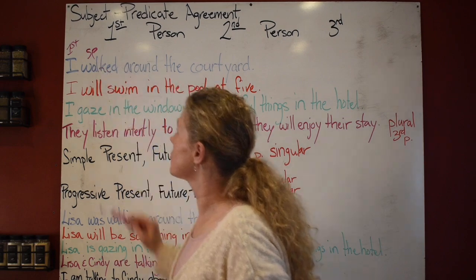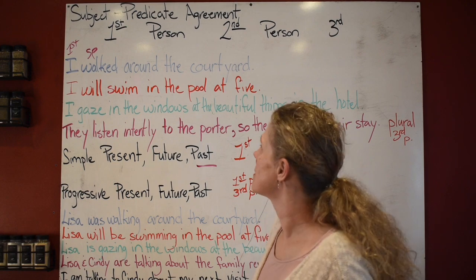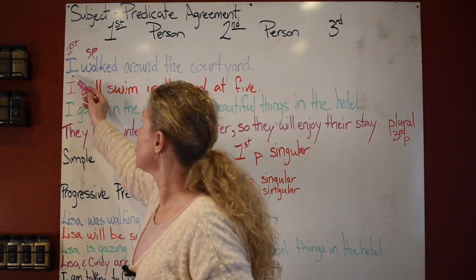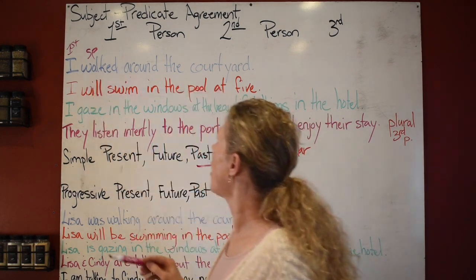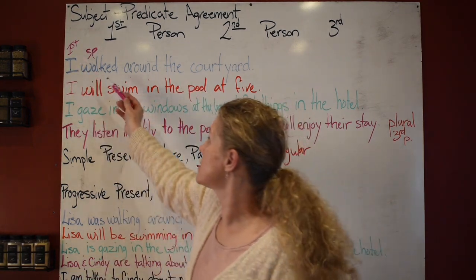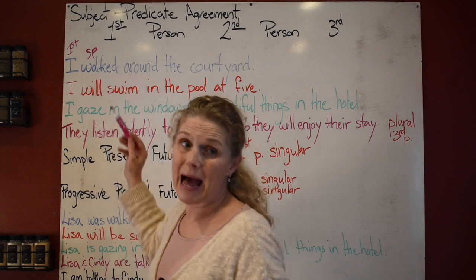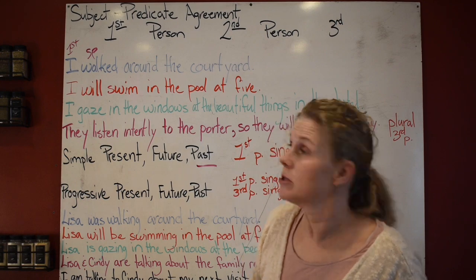Singular takes the singular verb. This is singular, this is the singular verb. If this was plural, this would still be the plural verb. We walked around the courtyard. Because it's in first person, it's not going to change. Plus, when it's in the past, first person, with it being in the past, it's not going to change.